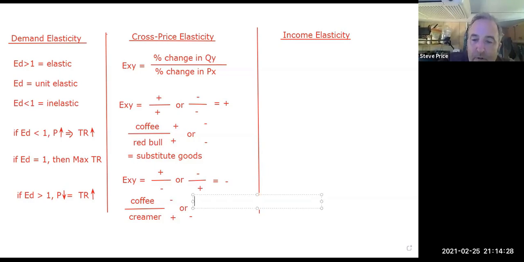You've got a positive in the numerator. Notice in both cases here, the percentage change in price and the percentage change in quantity, if one or the other is negative, the other is the opposite, you're going to get that these are what? What type of goods are these? Yeah, good, Francisco. These are complementary goods.